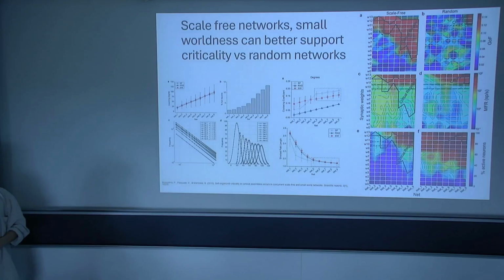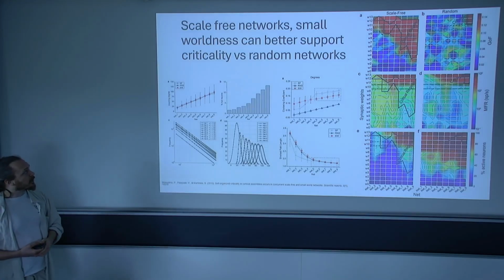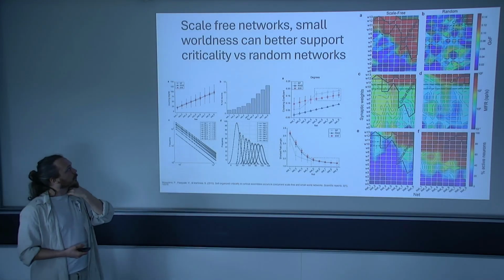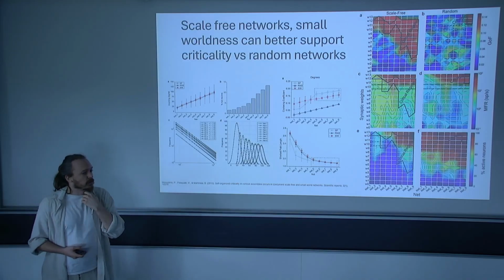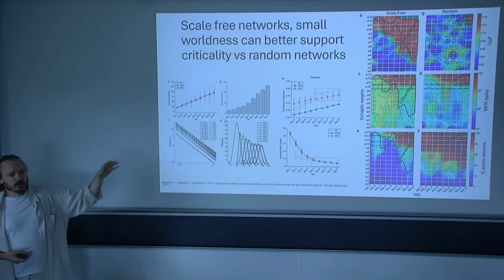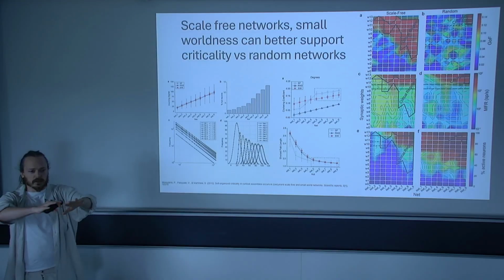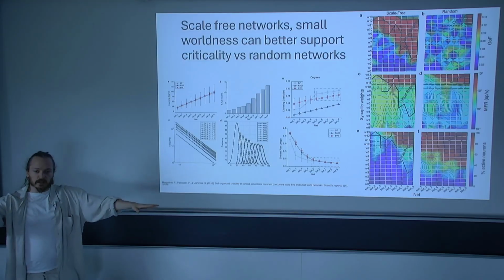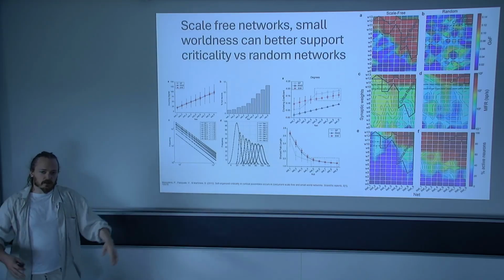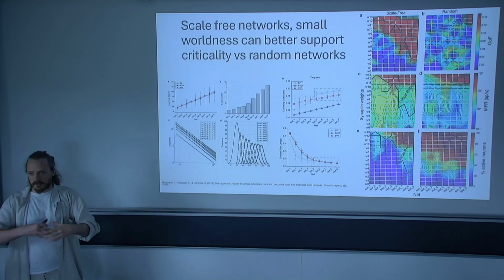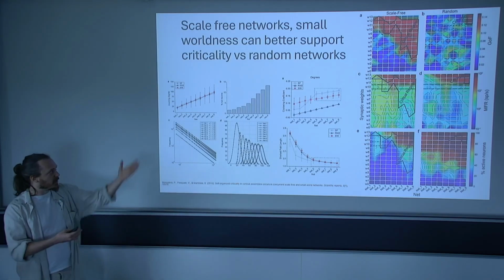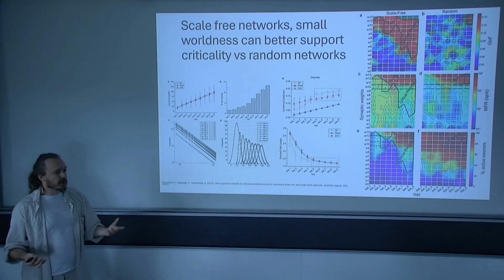Work in simulations also shows that if you have small worldness and scale freeness, you can expand the amount of parameters within which you find criticality. So it can make the critical area of the parameter space much wider, which is of course very useful.